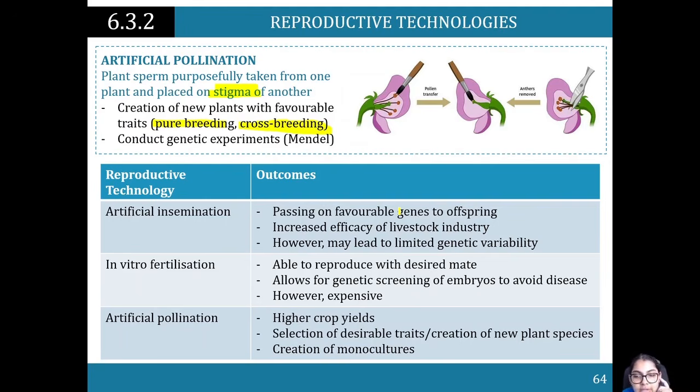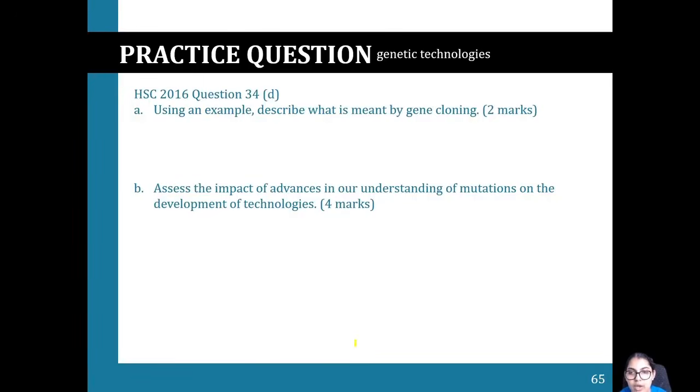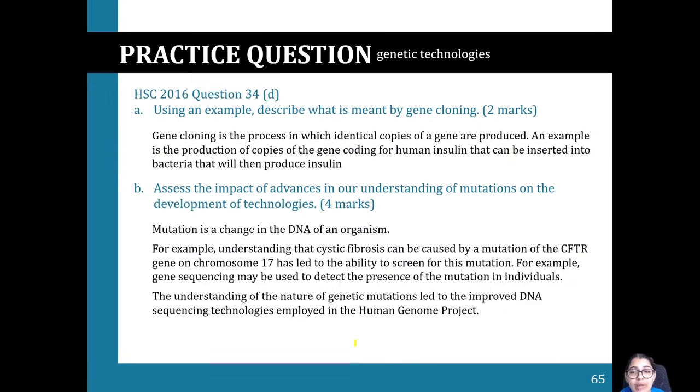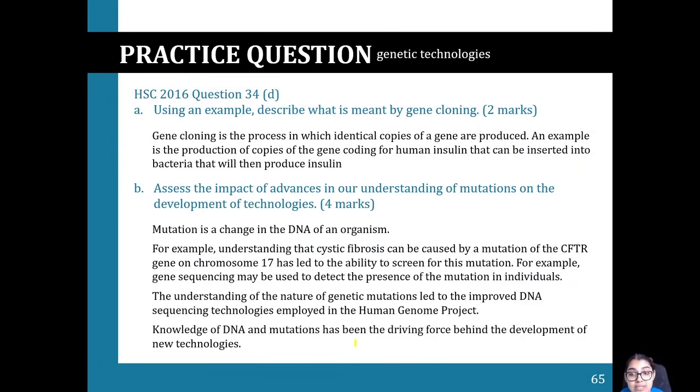And artificial pollination leads to higher crop yields, selection of desirable traits, and also to the creation of monocultures. Okay, another practice question. I've got the responses there for you. Have a look, have a go at these questions. It's a really good practice.